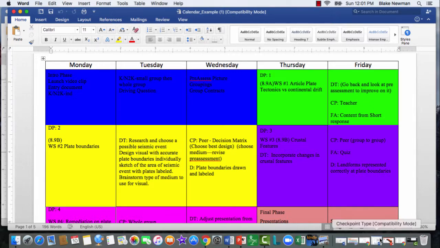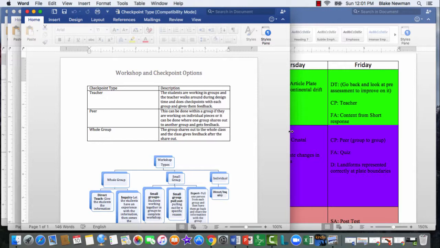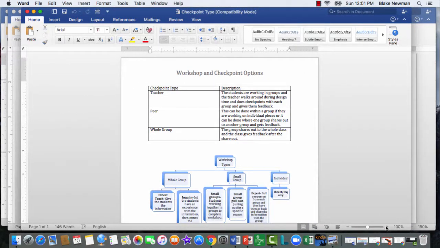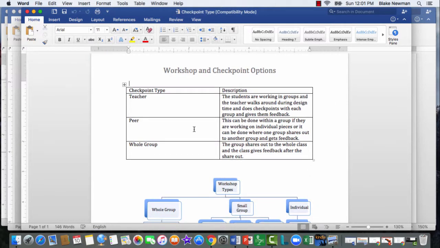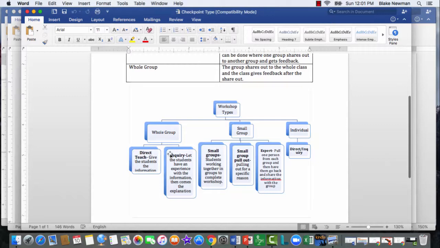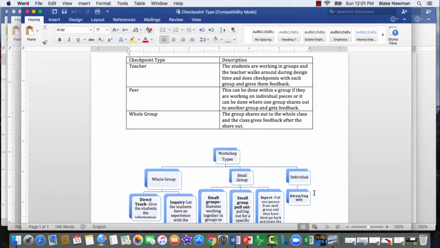That checkpoint, which this information is in the drive as well, and this is workshop and checkpoint options. So you have checkpoint with a teacher, checkpoint with peer, or whole group. And it goes through and it gives you different information and options for what you can do, a different type of checkpoint each time I have a design time, so that the kids are seeing the different ways they can check if they're on the right track or not.